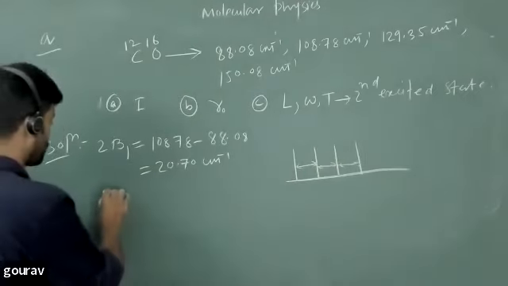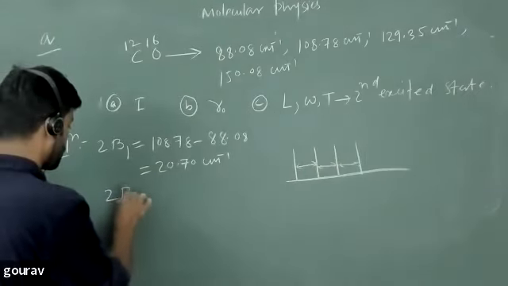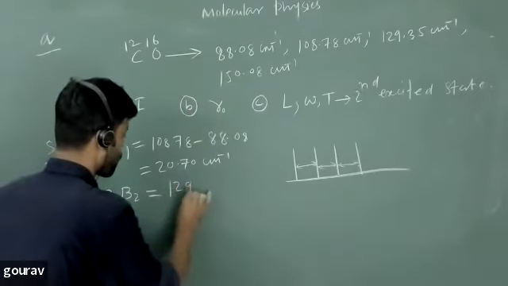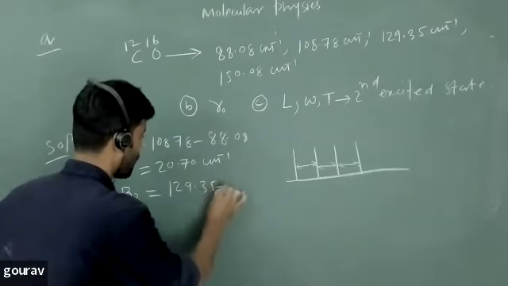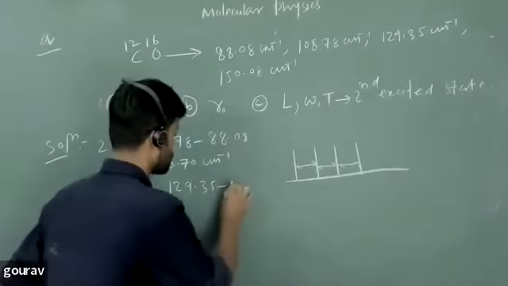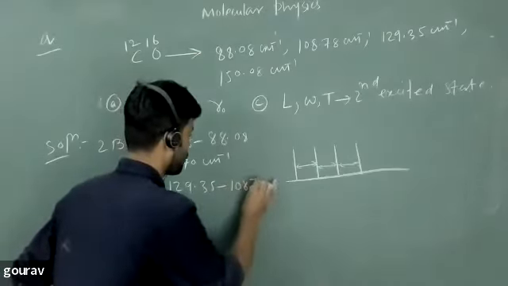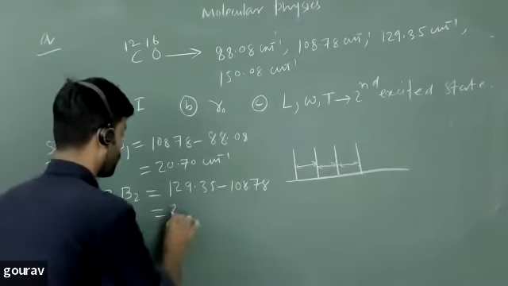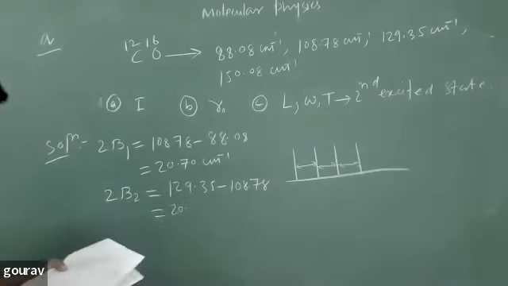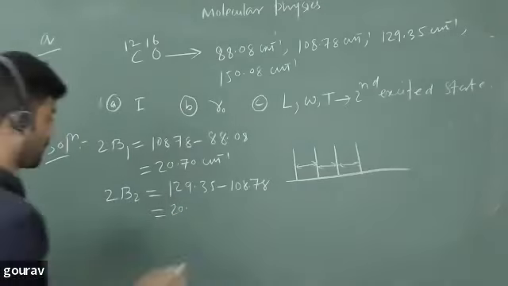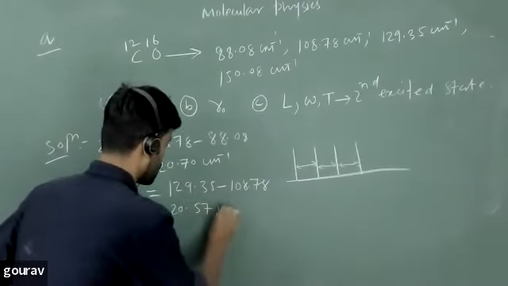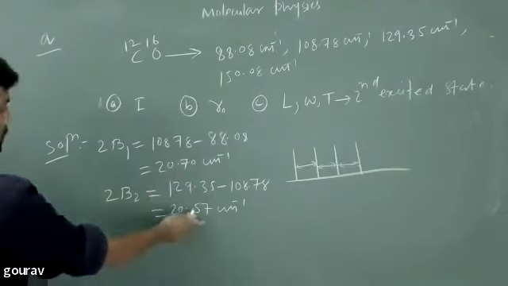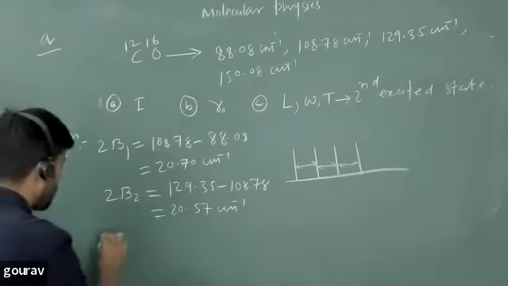And if you calculate the difference between these 2 lines, the separation between the third and second line, and let us denote this separation 2B2, that will be how much? 129.35 minus 108.78, right? So if you calculate it, you will get 20.57 centimeter inverse. And similarly, you can see there is a little variation. Similarly, you can calculate 2B3.